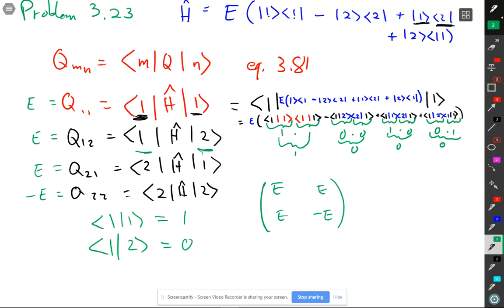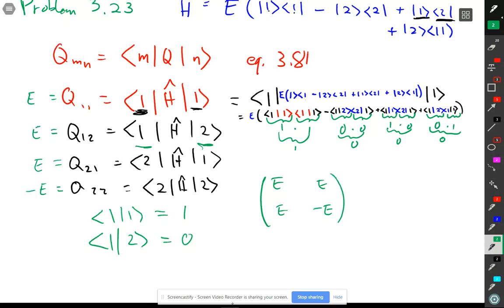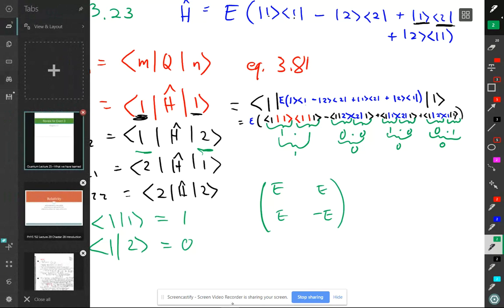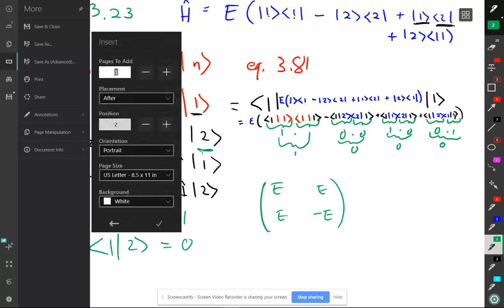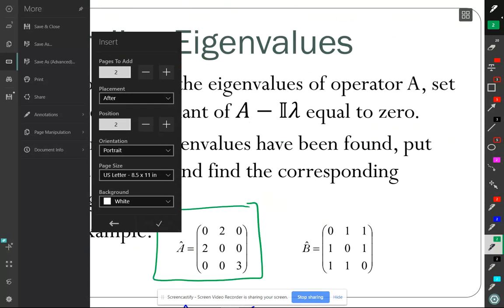Okay, so what we've been able to do is, first of all, we've converted this Hamiltonian written in bra ket notation into a matrix. And now with this matrix, we want to find its eigenvalues. So now we have to go through the process of finding the eigenvalues for a matrix. So it was all new to you last class period.